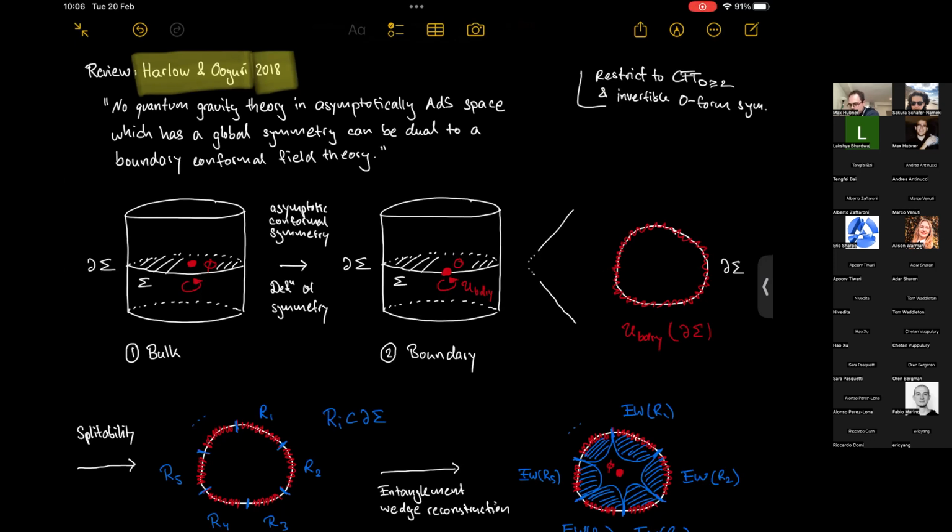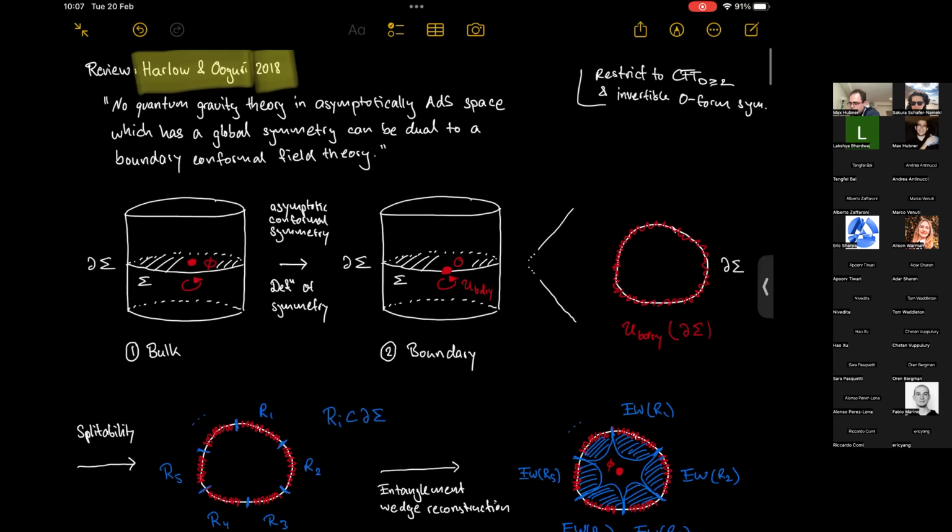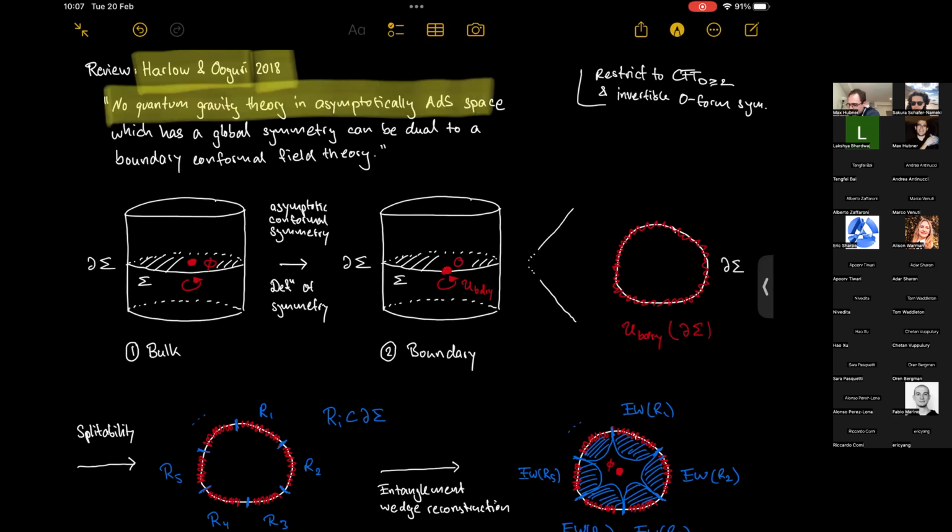And then the last reason this paper is useful to review is because they prove a no global symmetries theorem. And we would like to get a very similar result, but now extending it to non-invertible symmetries too. So the statement that they prove in their paper is that no quantum gravity theory in asymptotically AdS space which has a global symmetry can be dual to a boundary conformal field theory. And they prove this via a proof by contradiction, by showing that if one assumes a global symmetry in the bulk, then this is incompatible with properties of holography.